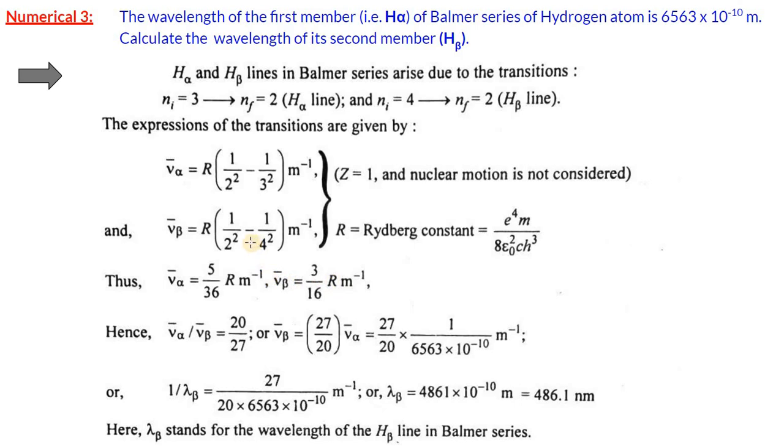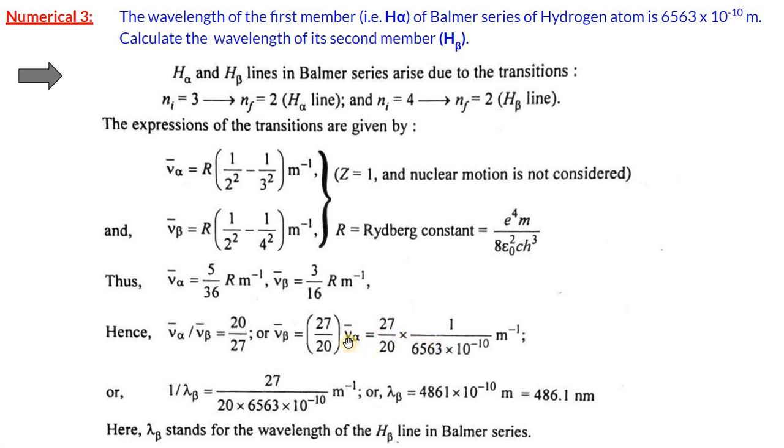If you do the subtraction, you will get nu bar alpha equals this and nu bar beta equals this, and R will be R. Then if you divide nu bar alpha by nu bar beta, you will have this value. R will cancel because it is the Rydberg constant. Then for nu bar beta, that is normal calculation I have done, so I have taken the nu bar alpha to that side.